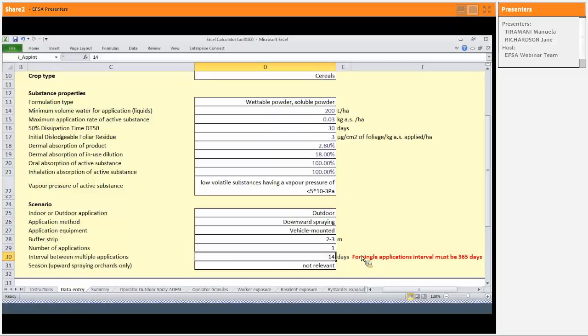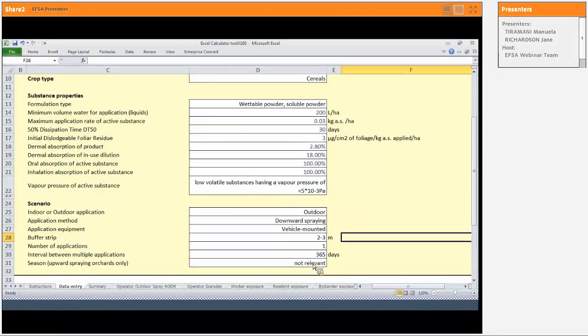So if you see some red text come up, it means that something you've entered you need to check, and see whether you've entered the correct value. In this case, if it's one application, we need 365 days because we're assuming that's one application in a year. And the message disappears. So when using the calculator, if you see some red text, stop, take a look. Make sure that you've entered the variable correctly. And if you're still not sure, obviously check the EFSA guidance document because it's most probably explained there.